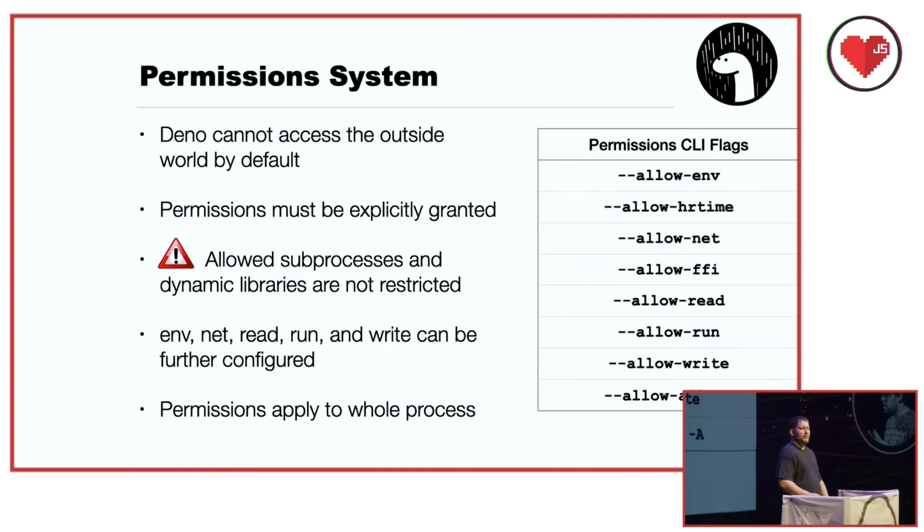--allow-net lets you access the network. --allow-ffi lets you load dynamic libraries. --allow-read and --allow-write are for accessing the file system. And --allow-run is if you want to actually be able to spawn subprocesses. And if you don't care about the permission system or if you're just doing local development, you can specify --allow-all, or the shortcut is -A, and it'll just let you do whatever you want.